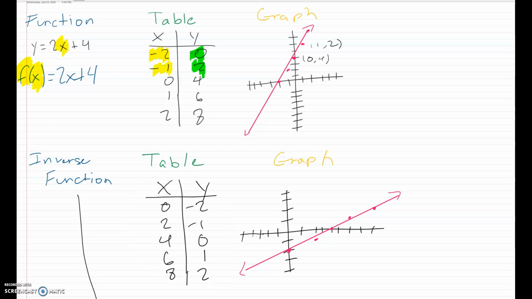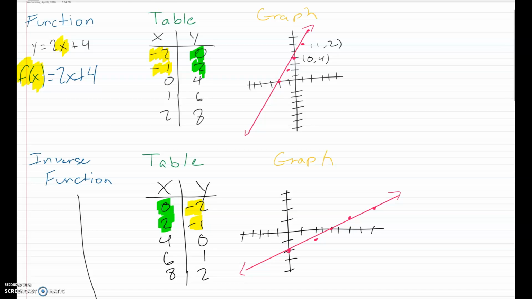So hopefully you guys have taken your time to think through the problem. Maybe some of you noticed the x and y values are backwards. Now instead of -2, 0, it's 0, -2. They've changed places. Instead of -1, 2, now it's 2, -1. That's what it means to be the inverse of a function. The inverse of a function swaps the x and y values.